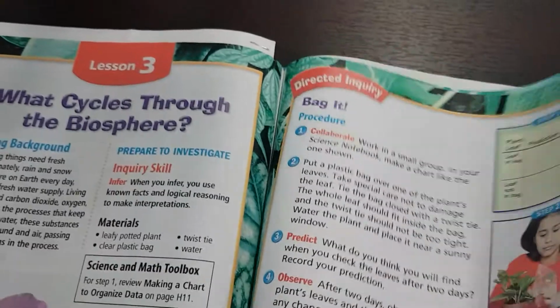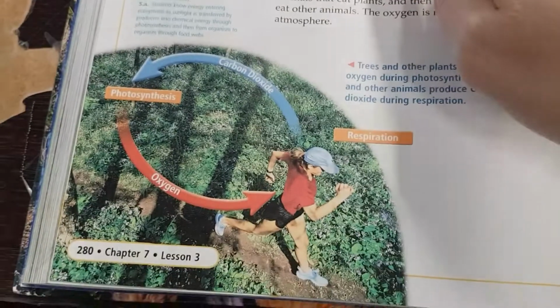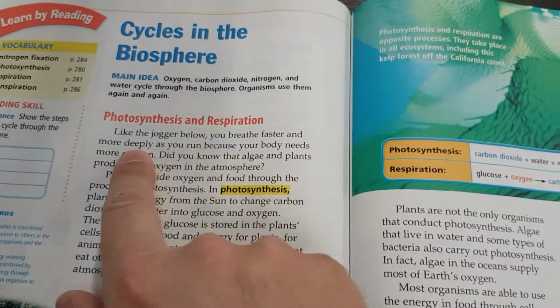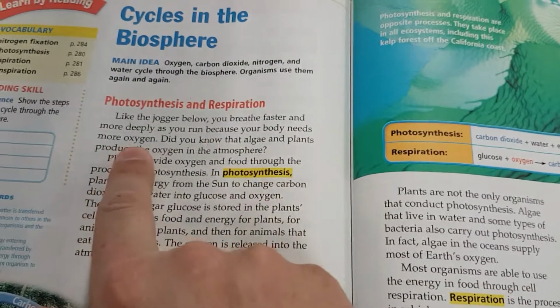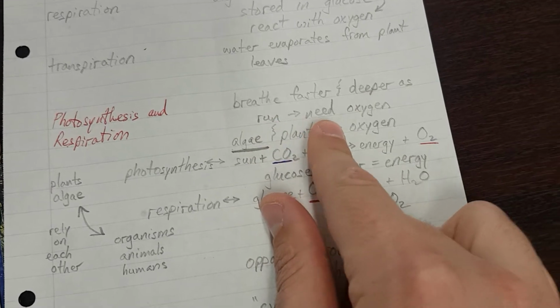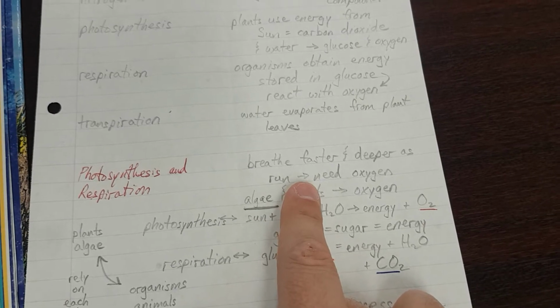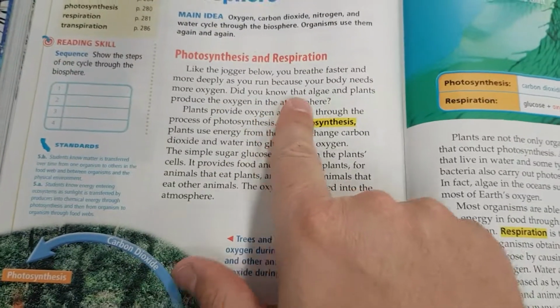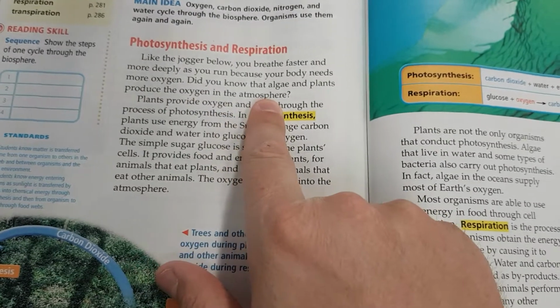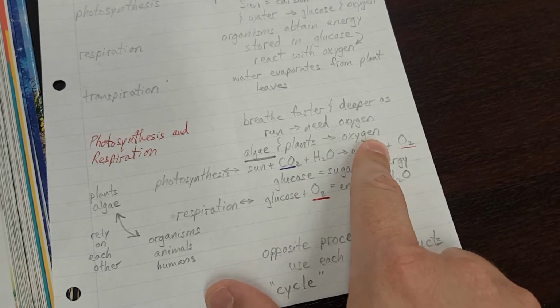All right, our first section of notes, photosynthesis and respiration. Like the jogger below, you breathe faster and more deeply as you run because your body needs more oxygen. Breathe faster and deeper as run, arrow, need oxygen. Okay, not a comma, but an arrow. Did you know that algae and plants produce the oxygen in the atmosphere? Algae and plants produce oxygen.